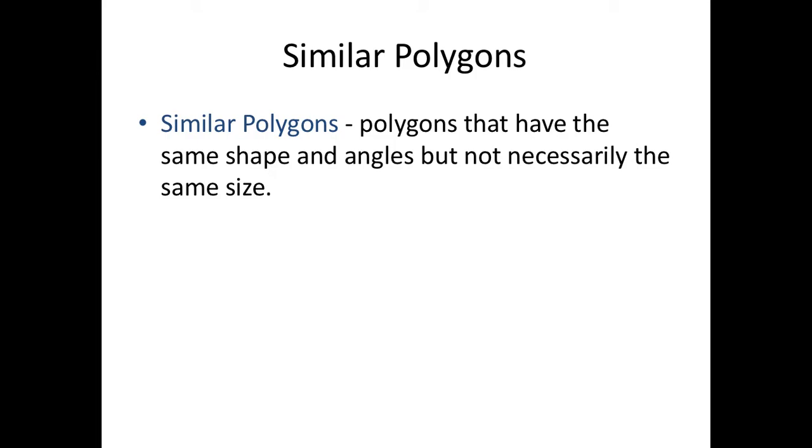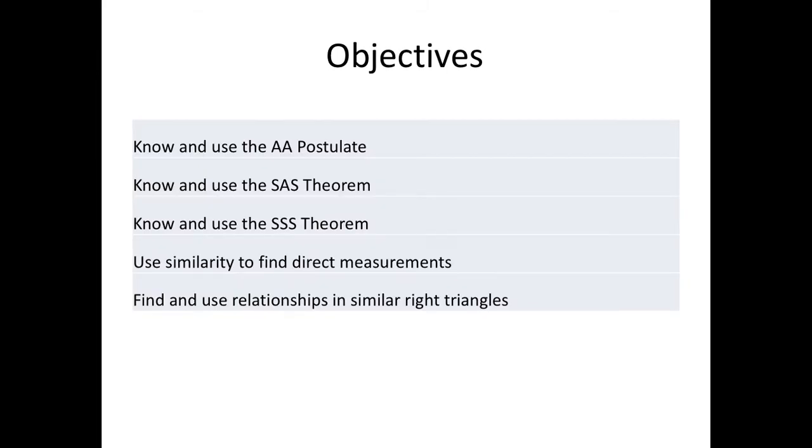This unit is similar polygons, and just a reminder, similar polygons are polygons that have the same shape and angles, but not necessarily the same size. So our objectives in this lesson are to go over the AA similarity postulate, the SAS similarity theorem, the SSS similarity theorem, find some measurements, and also similar right triangles.